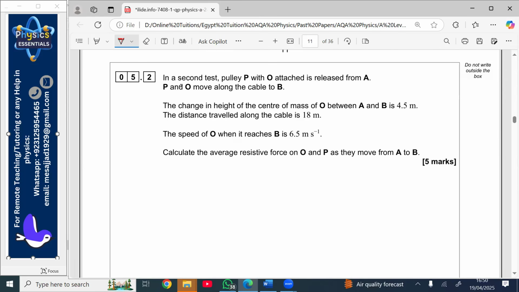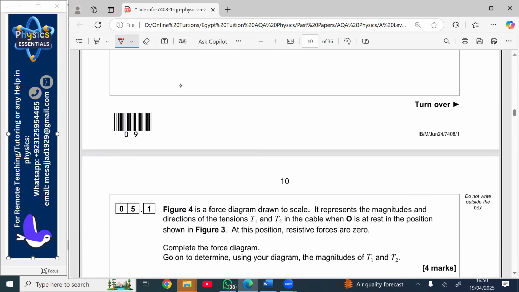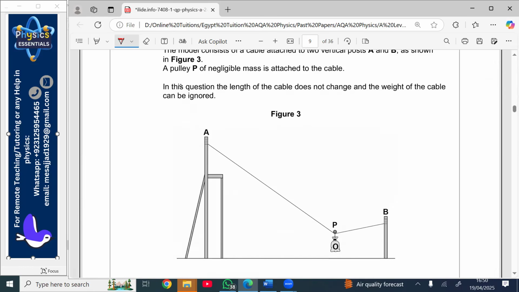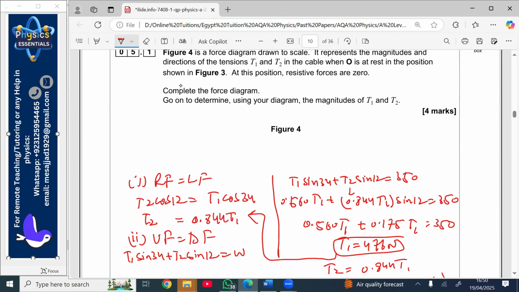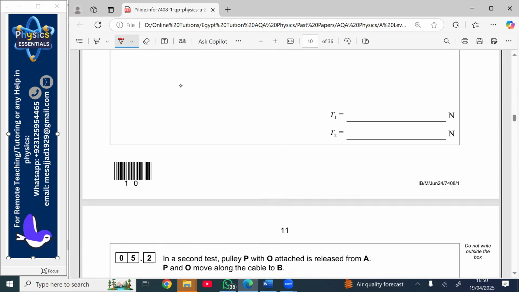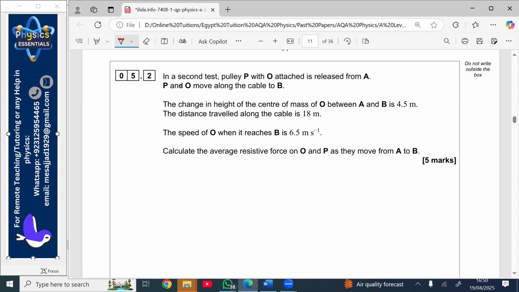5.2. In a second test, pulley P with O attached is released from A. So you're releasing it from A. And where is A? Make sure that it is on the top. So you're releasing it from here. And it is reaching here. The change in height of the center of mass of O between A and B is 4.5.